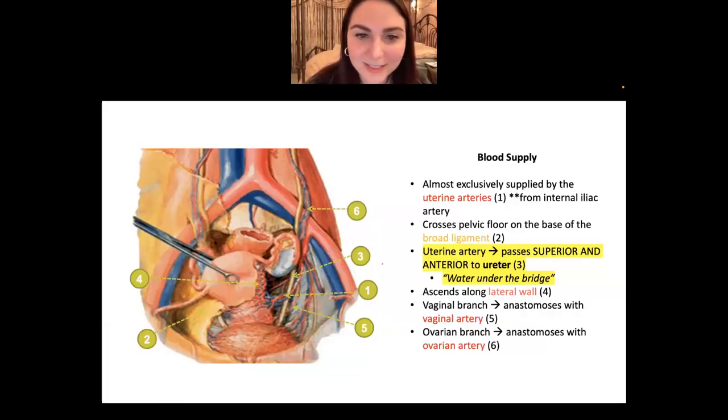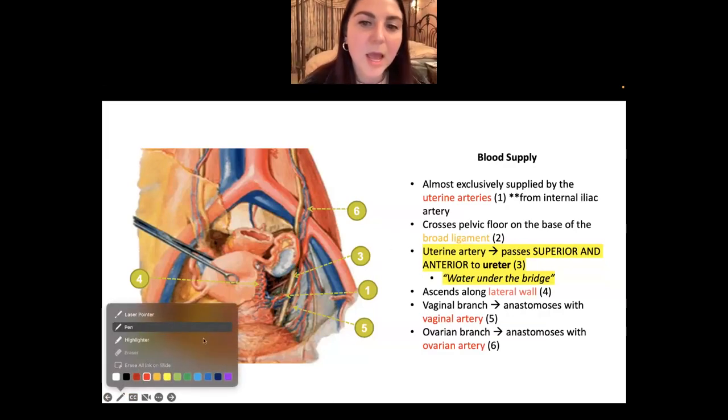And I have a fun way to remember this. Here's your uterine artery, the same one we just talked about. Here's your ureter. See the yellow? This is the ureter. See how the uterine artery goes over it and in front of it? It kind of goes like that over this guy.